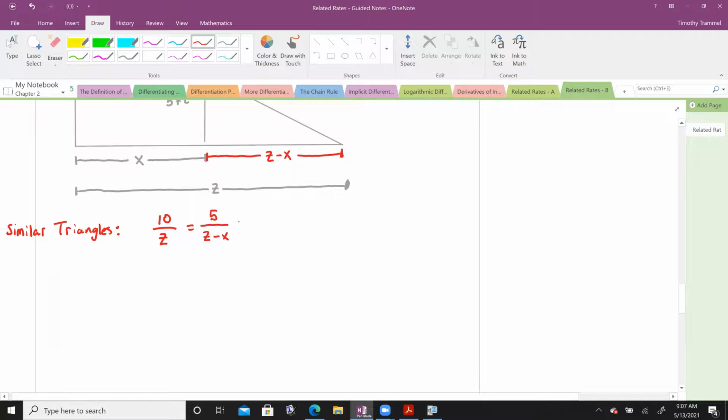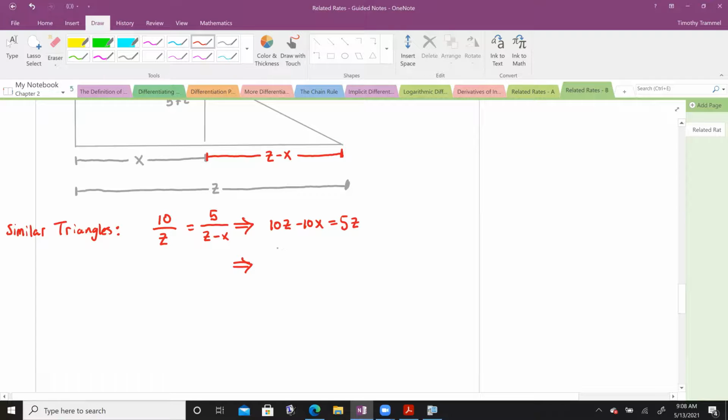Well, let's cross multiply. So if we cross multiply, we'll have 10 times z minus 10 times x. So I just multiplied the 10 by z minus x. And then on the right, we'll do 5 times the z. Okay. So 5 times z. And let's keep moving stuff around. I'm going to actually isolate z. I want to find dz dt, right? Let's just isolate z now.